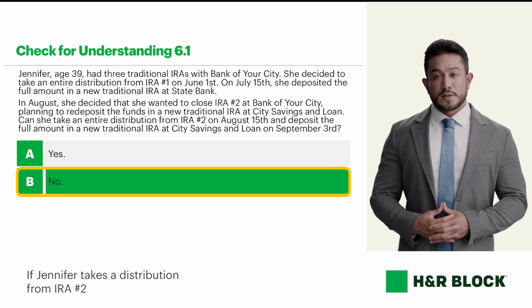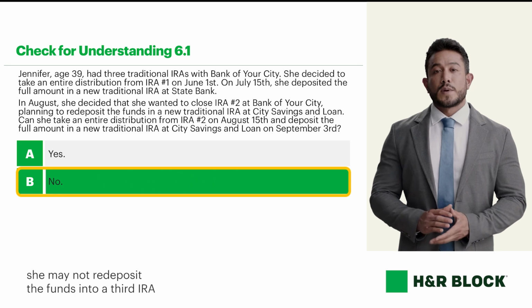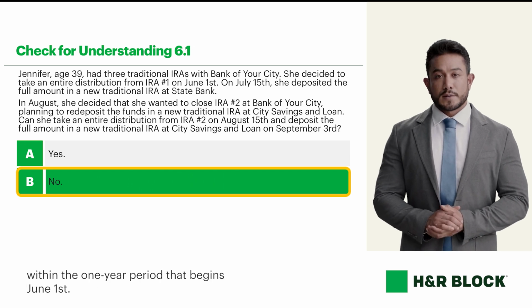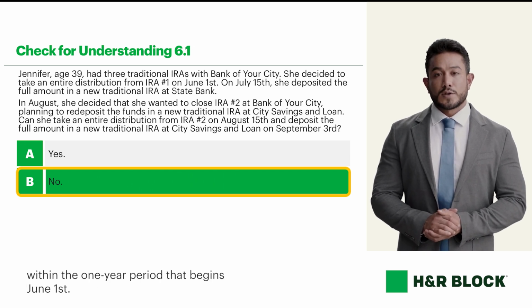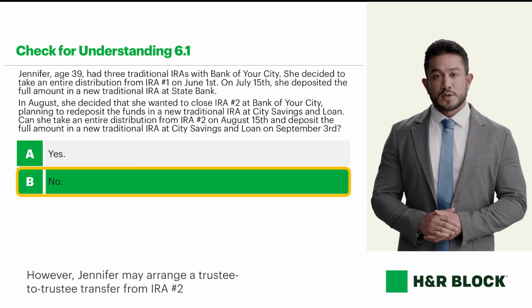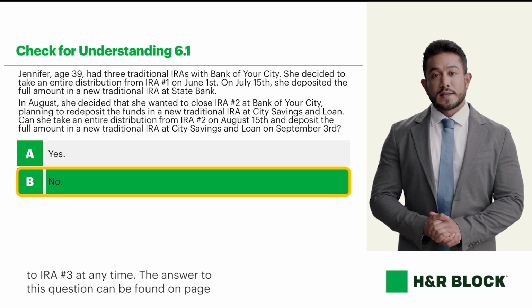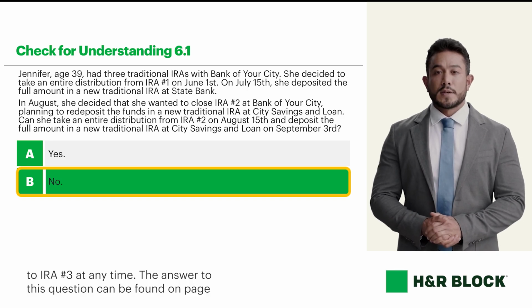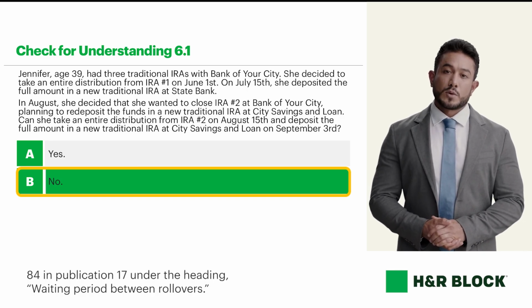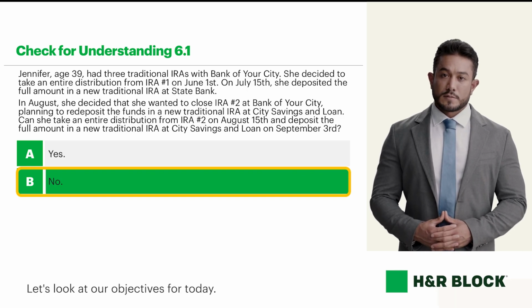If Jennifer takes a distribution from IRA number 2, she may not redeposit the funds into a third IRA within the 1-year period that begins June 1st. However, Jennifer may arrange a trustee-to-trustee transfer from IRA number 2 to IRA number 3 at any time. The answer to this question can be found on page 84 in Publication 17 under the heading, Waiting Period Between Rollovers.